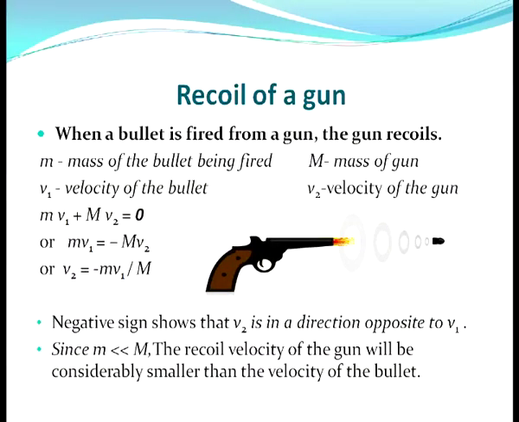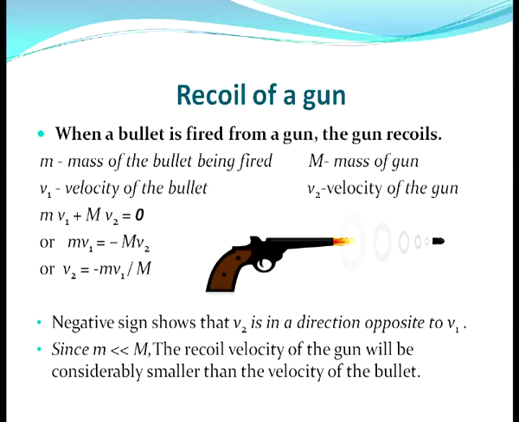The first application is recoil of gun. When a bullet is fired from a gun, the gun recoils. It is a very common experience, you might have seen it. So, before firing the bullet, the gun and the bullet both are at rest. Here the bullet and the gun form a system. So, the total momentum of the system before firing was 0. That means after firing, the momentum of the total system must be 0 according to conservation of momentum.